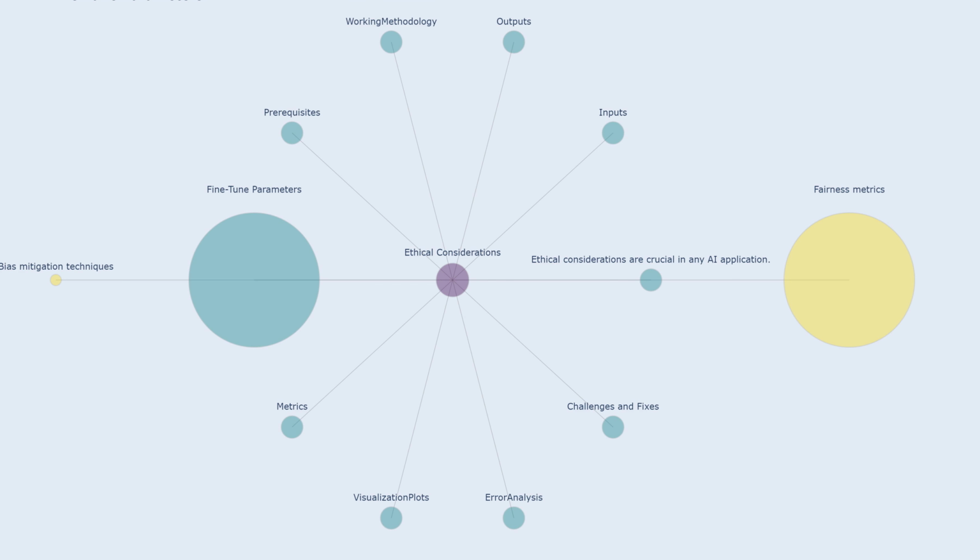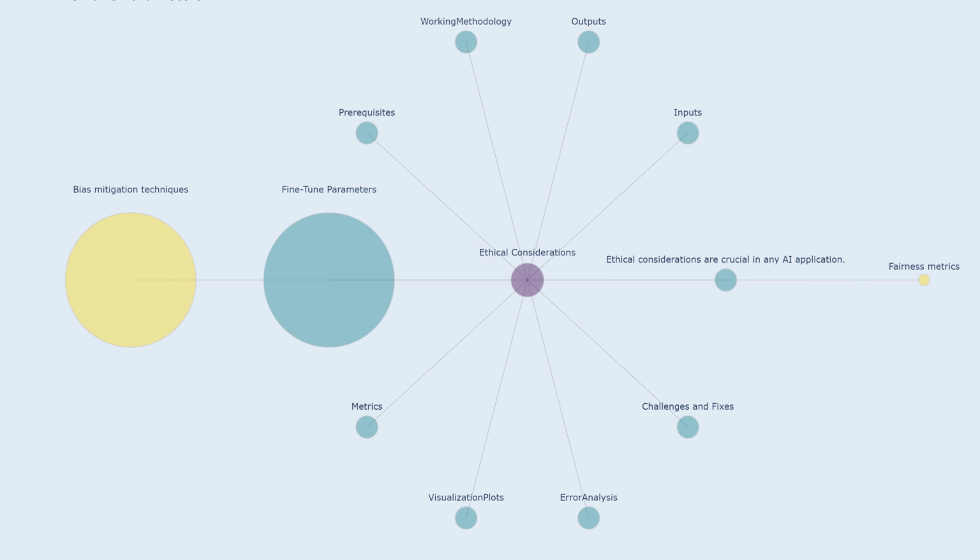Explainability scores. Explainability scores are measures of how well an AI system's decisions can be understood and explained. These scores can be used to assess the transparency of AI systems and ensure that users can trust and understand the logic behind their decisions.